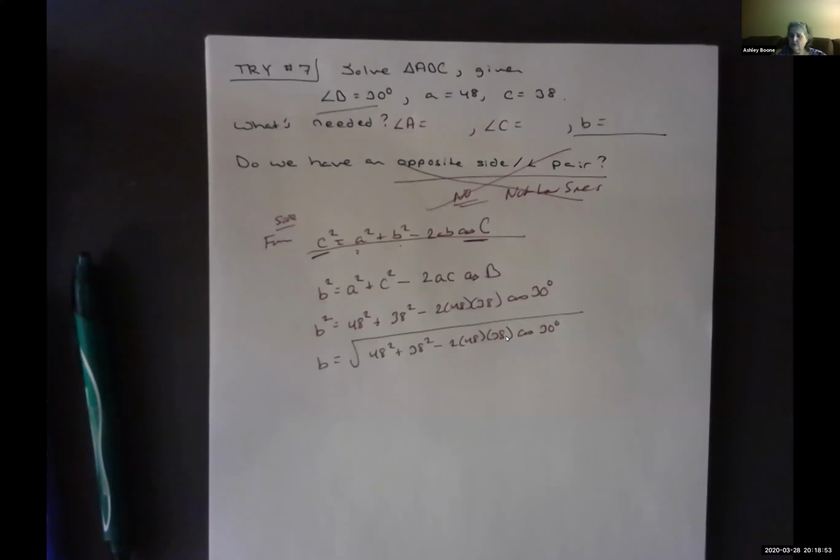If we do this, just a second, I am having typos on my calculator here. Okay, minus 2 times 48 times 38 times cosine of 30.